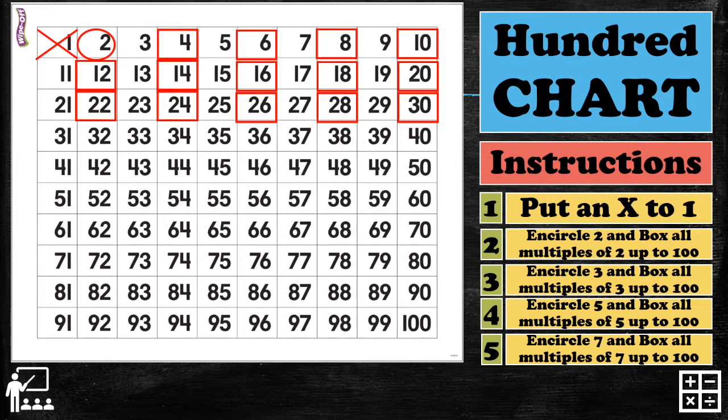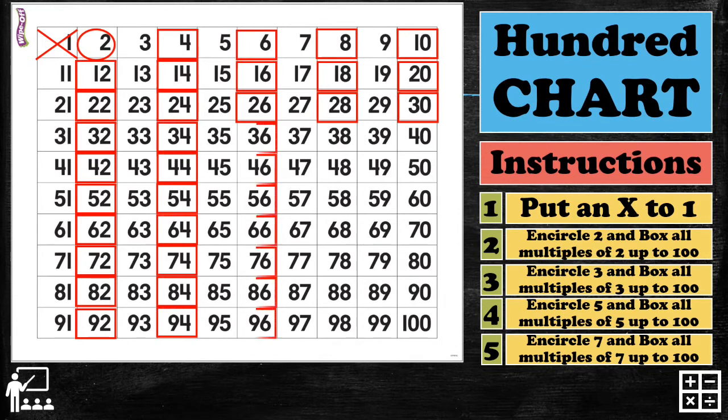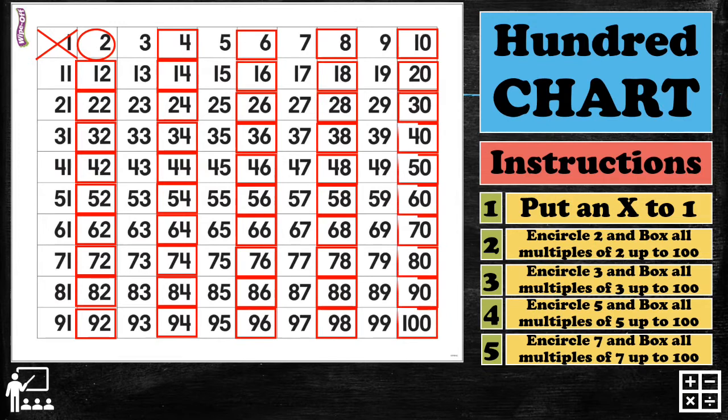So we just box the numbers that end with 2, 4, 6, 8, and 0. So we're done with step 2. Let's proceed to step 3.